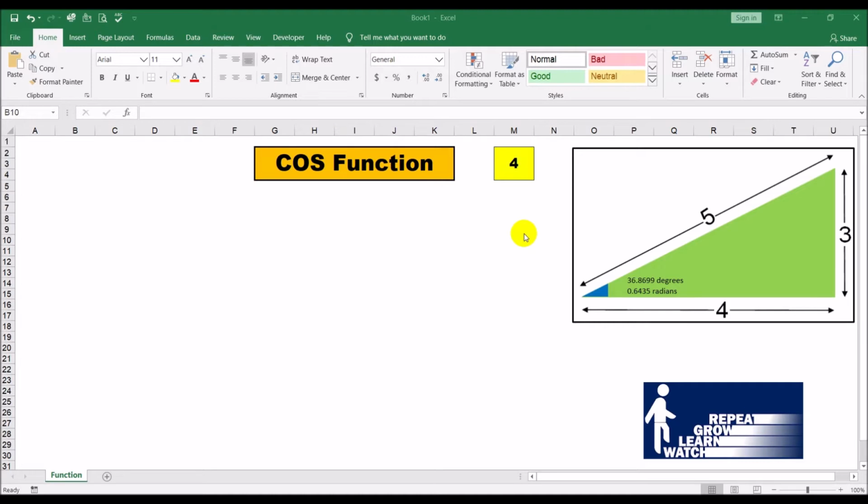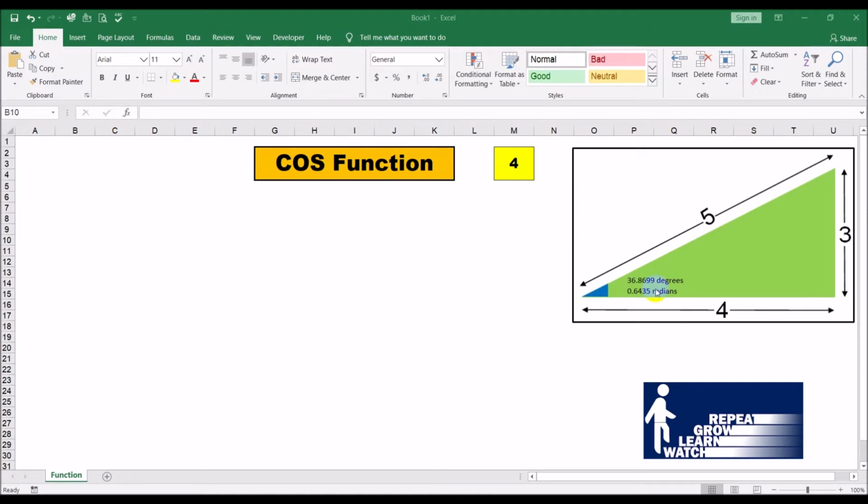So in this video, we'll be looking at the cosine function, the COS function. Now this is something we get exposed to a lot in engineering and in mathematics, and we got introduced to this in high school or secondary school math.